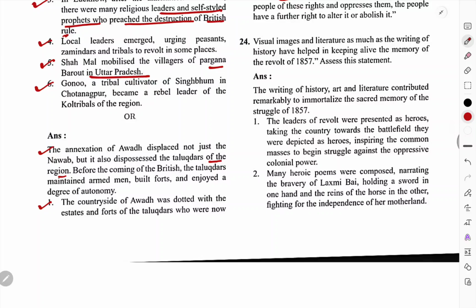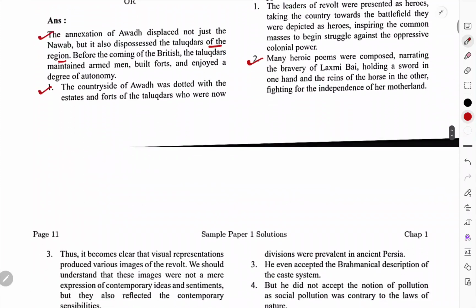Visual images and literature, as much as the writing of history, have helped in keeping alive the memory of the revolt of 1857. Assess this statement. The writings of history and art and literature contributed to a remarkable, immortalized and sacred memory of the struggle of 1857. The leaders of the revolt were presented as heroes taking the country towards the battlefield. They were depicted as heroes inspiring the common masses to begin a struggle against the oppressive colonial power. Many heroic poems were composed narrating the bravery of Lakshmi Bai, holding a sword in one hand and the reins of the horse in the other, fighting for the independence of the motherland.